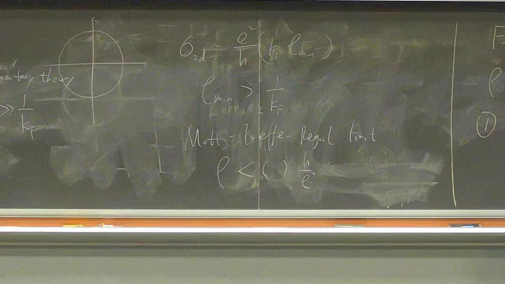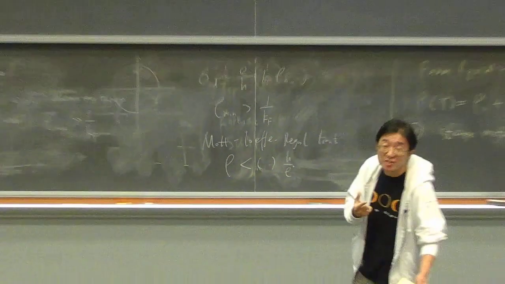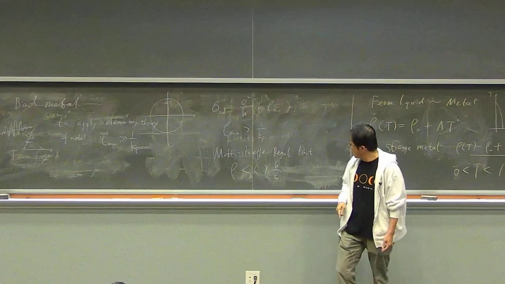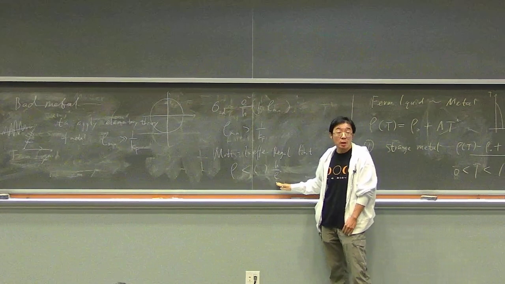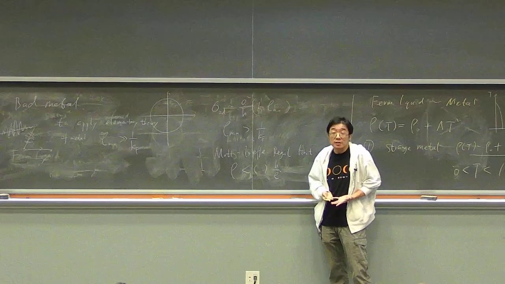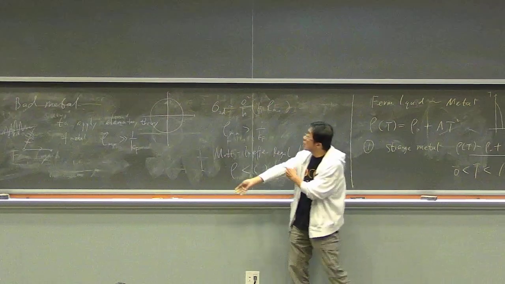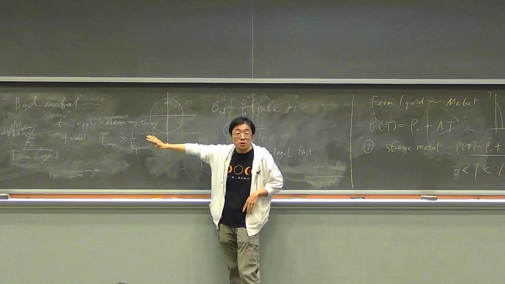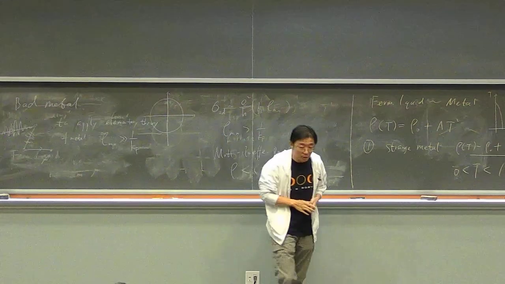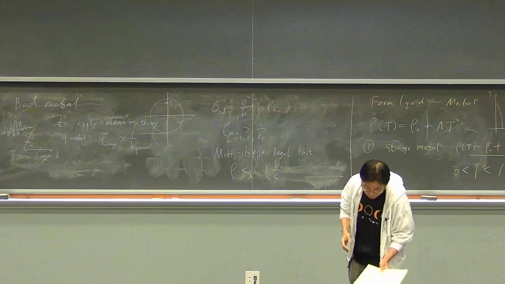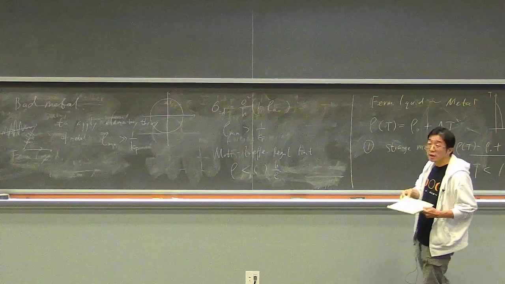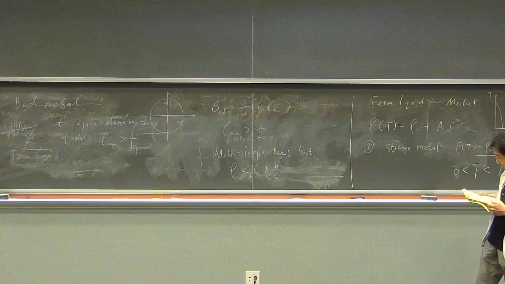So it means that suppose you observe a system whose resistivity is way bigger than h over e squared. Then it's exotic. It's non-trivial. We cannot describe it using a very simple theory. It's beyond what's called a quasi-particle description.